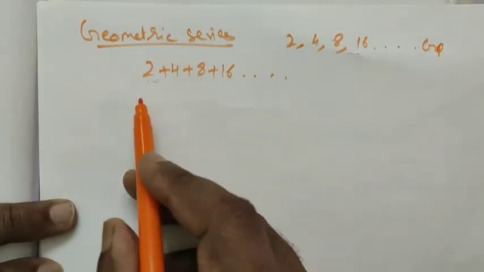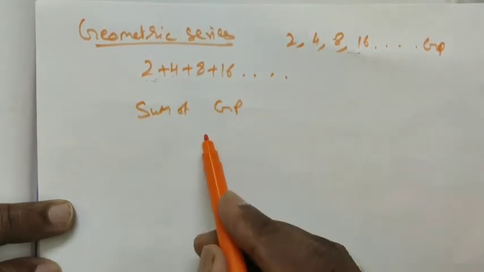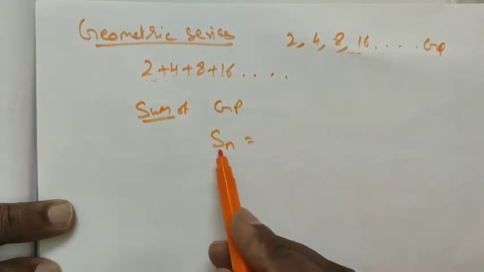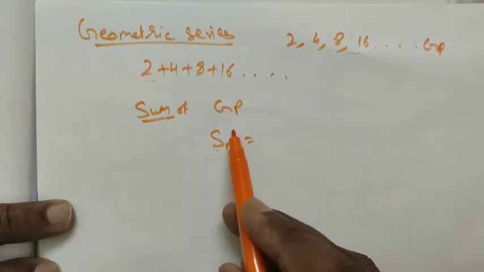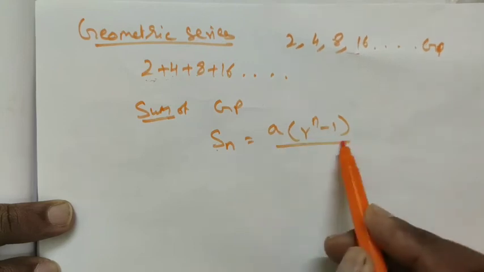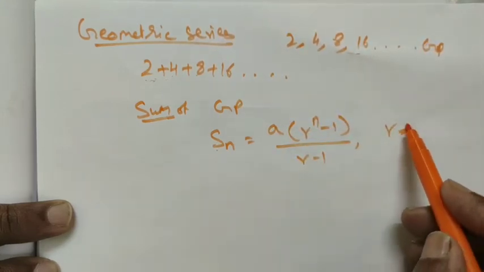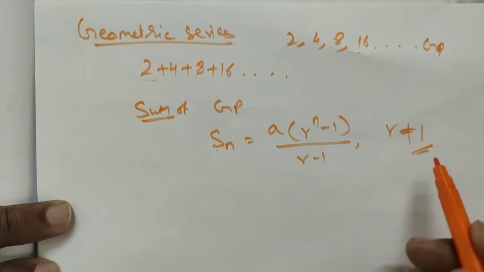So adding means we have a sum, right? So for the sum of a GP, we use the letter Sn, and for a term we use T, right? Here the sum of the GP, Sn, is equal to A into R power n minus 1 divided by R minus 1 is the formula, where R is always not equal to 1. If R is equal to 1 you get 0 in the denominator, and any number divided by 0 is infinite. So this is the condition.